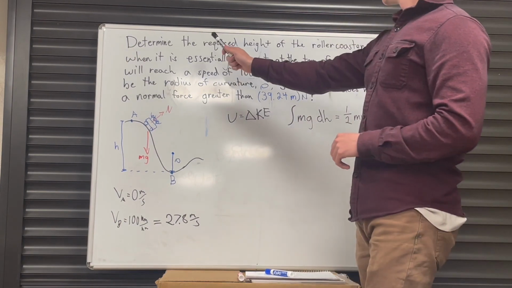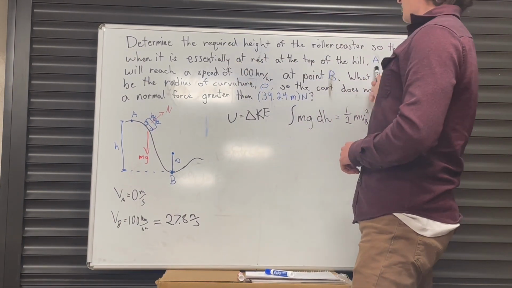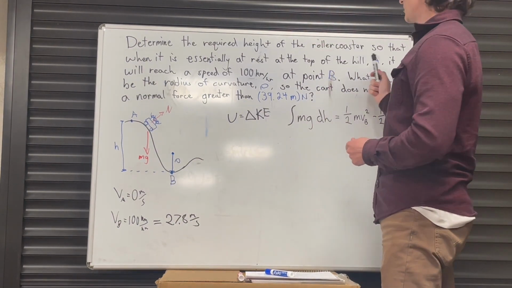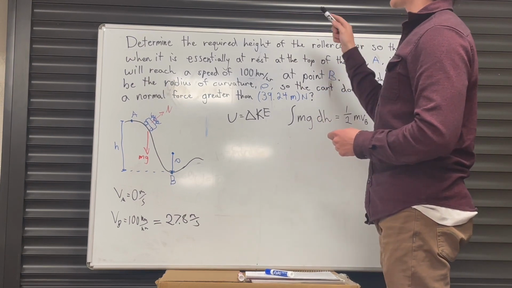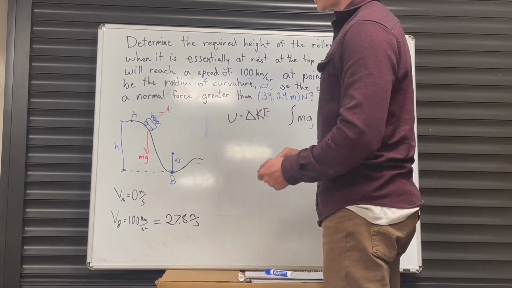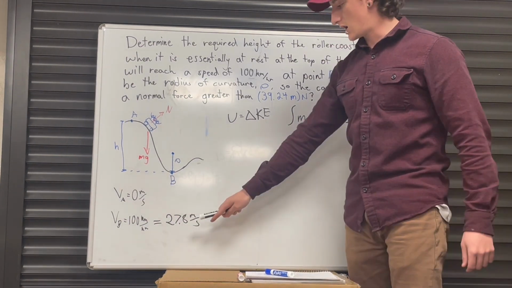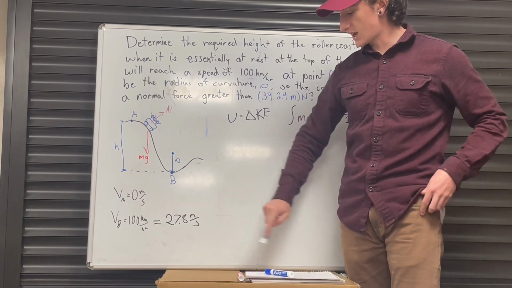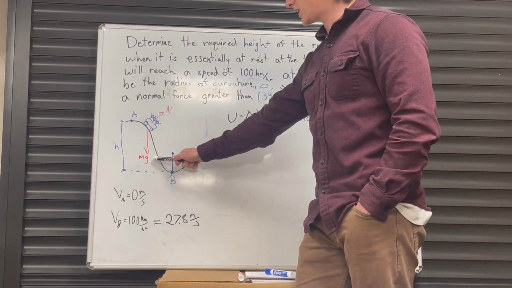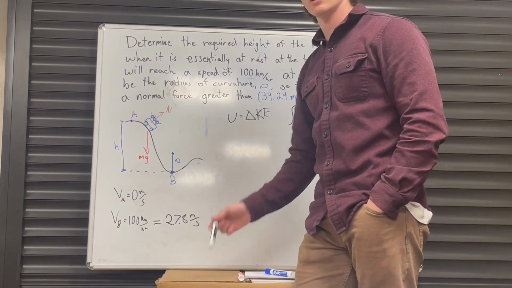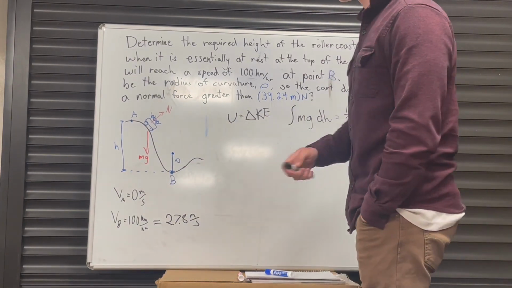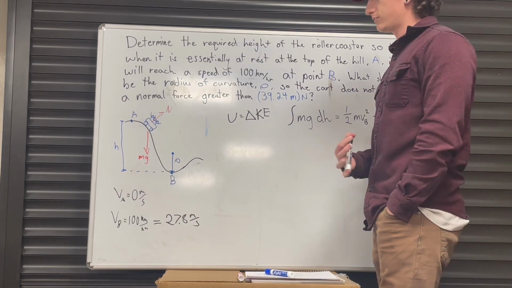So the cart is essentially at rest at the top of the hill at point A, so VA equals 0 meters per second. And we want to find the required height so that when it is at point B, the cart is going 100 kilometers an hour. So VB equals 100 kilometers an hour. And I've gone ahead and converted that to meters per second, because the acceleration due to gravity is typically in meters per second squared. So we need units to be consistent.